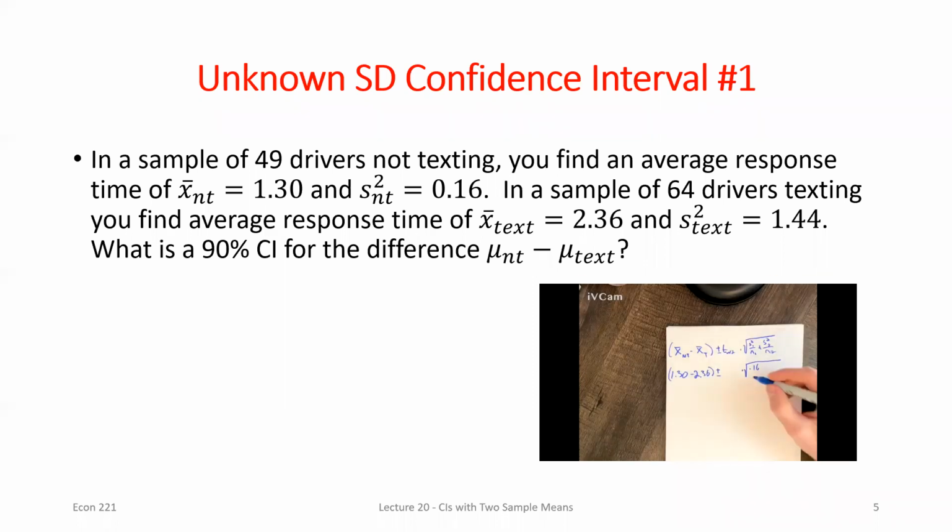So 0.16 over my sample size of 49, and then 1.44 over my sample size of 64. All right. So the only step I have left to do is really look up that t value. So if I want the 90% confidence interval, my alpha is 0.1. So I'm going to have to look up alpha over 2. So if I divide this by 2, I've got 0.05.